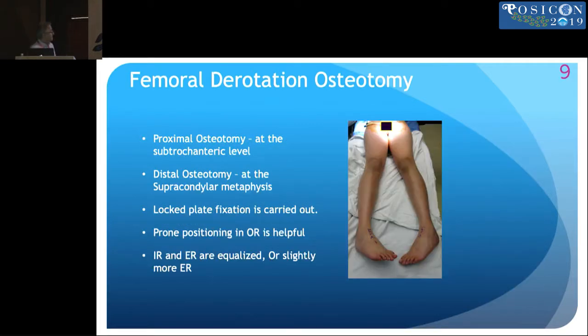So, since the femur has two ends and two metaphyses, you have a proximal osteotomy which is done at a subtrochanteric level, and you have a distal osteotomy which is done at a supracondylar level. There are two schools of thought. Locked plate fixation is carried out. Some people like prone positioning in the operating room, and usually people try to equalize, or we try to equalize the internal and external rotation, or we give slightly more external rotation.